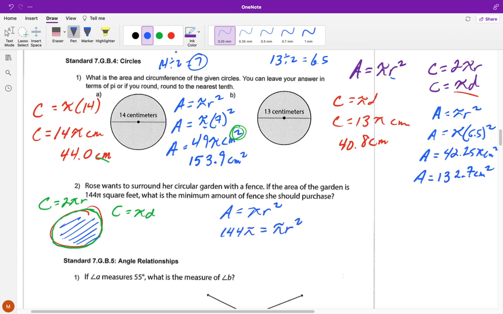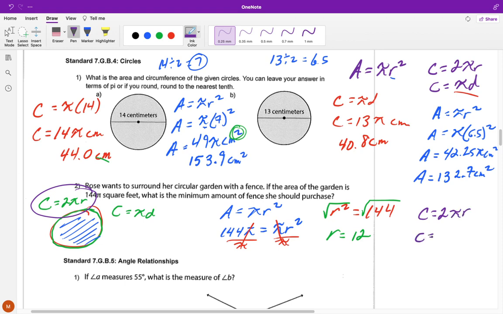So we need to figure out what our radius is. Well, if I see pi on both sides, I can divide both sides by pi, and they're going to cancel each other out. So now I have that my radius squared is equal to 144. And as we talked about in class, now we need to take the square root. So our radius is then equal to 12. So now that we know what our radius is, we can figure out our perimeter by plugging it into our formula. So circumference is equal to 2 pi times 12, or our circumference is equal to 24 pi feet. Or we can type it into our calculator and give it as a decimal of 75.4 feet.